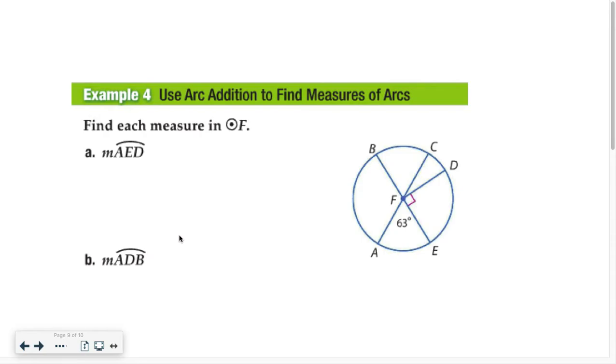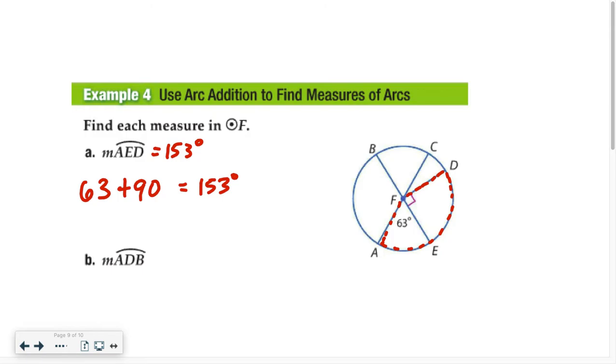All right, so first thing, we want to find arc AED. Let's locate that arc, A to E all the way around to D. If we're trying to find the measure of that arc, we need to add two arcs together. So 63 plus 90, that's 153 degrees. So that's the measure of arc AED. Okay.